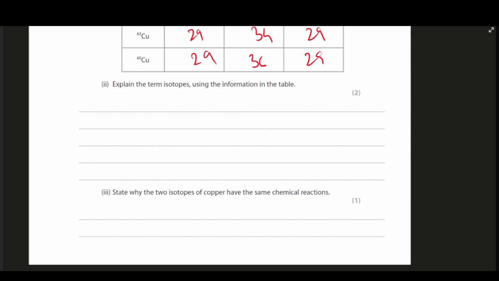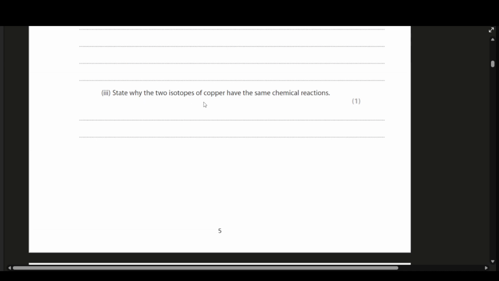Same number of protons but different number of neutrons. Very good. Yes, that is the correct answer, to be honest. I'm not writing it. I hope you understand this. State why the two isotopes of copper have the same chemical reaction.